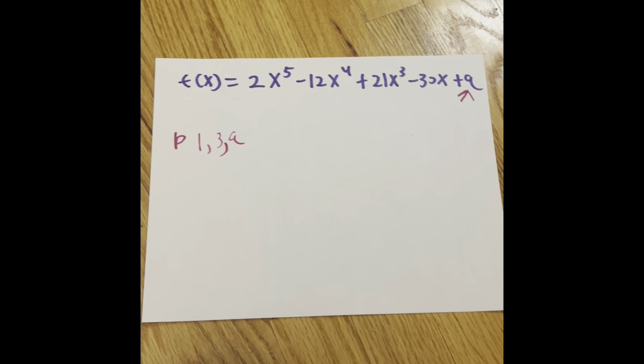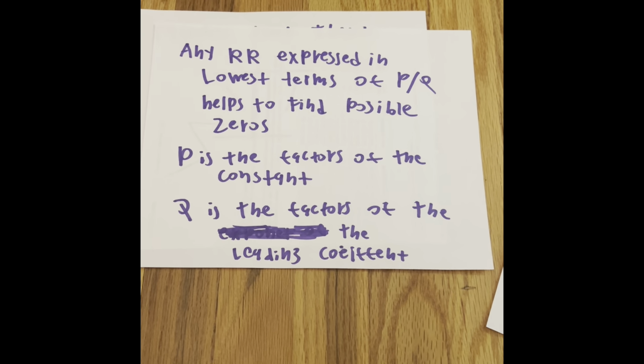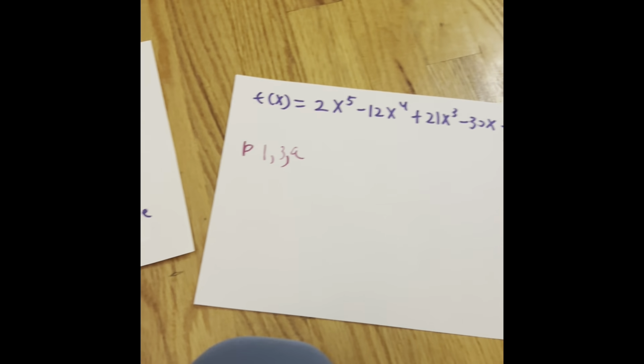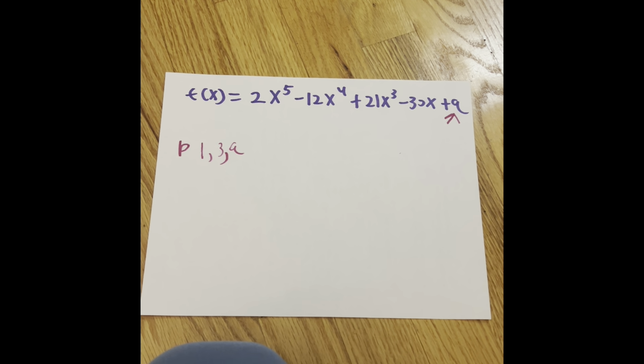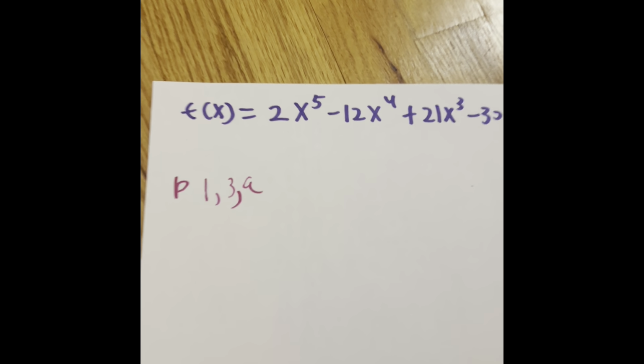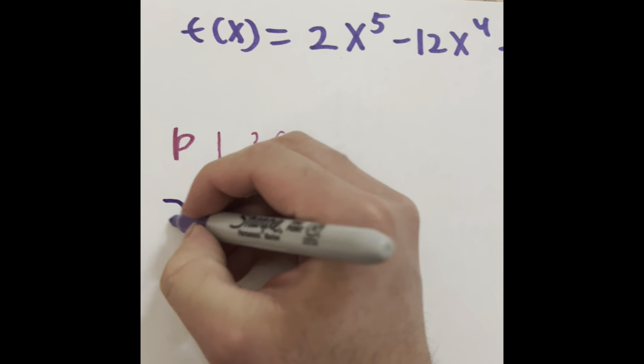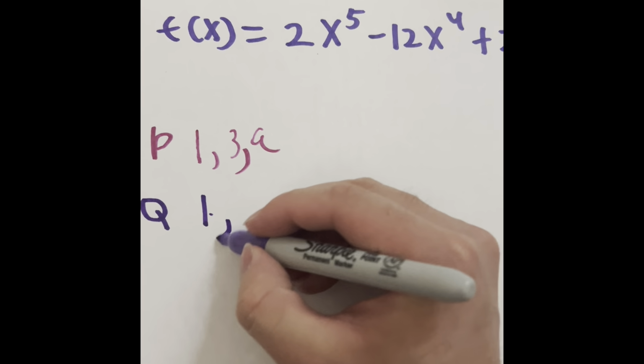Now, all we need to do is take a look at q. And q is the factors of the leading coefficient. So what is the leading coefficient? Yeah, the leading coefficient in this case is 2. So our q is going to be 1 and 2.